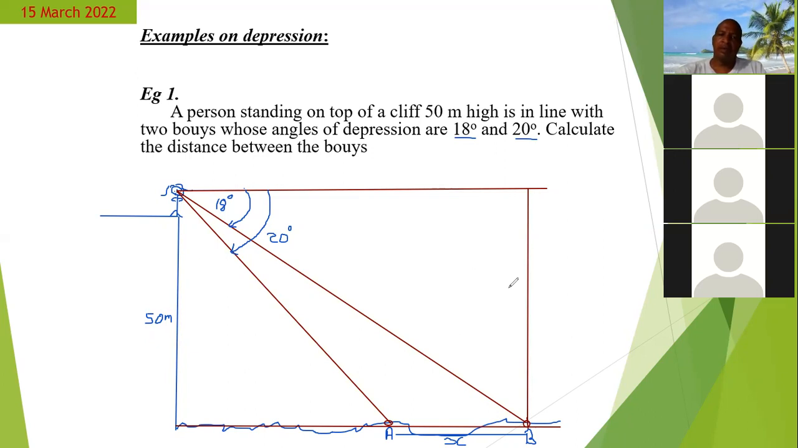All right, so how do we go from here now? Sir, first you're going to find the tangent of the 18 degrees and the 20 degrees, and then you're going to subtract them. The tangent of one and the tangent of the other. Yes, sir, so that's what you want to do.